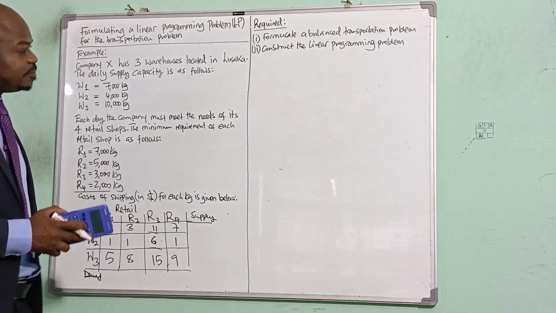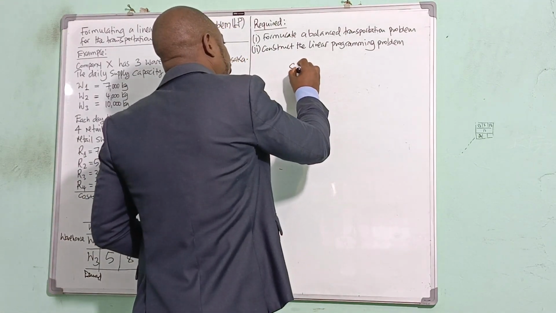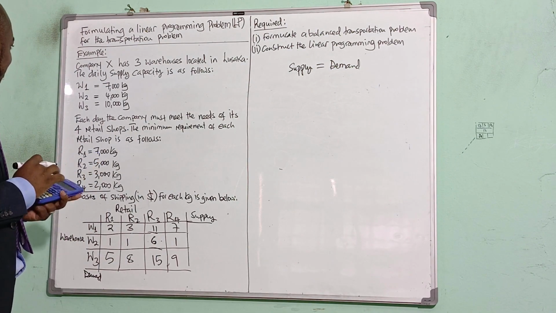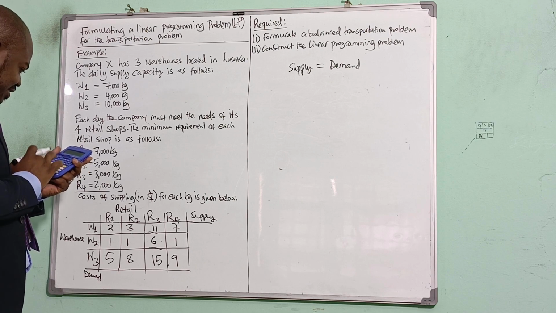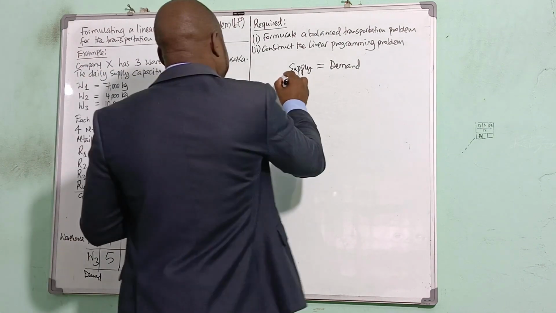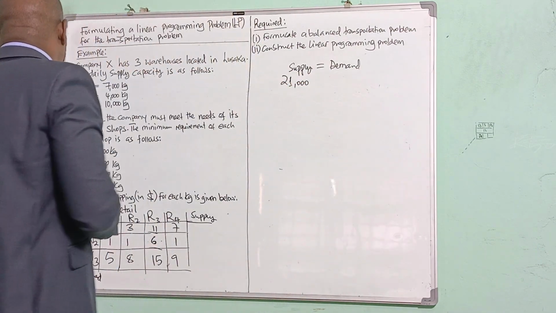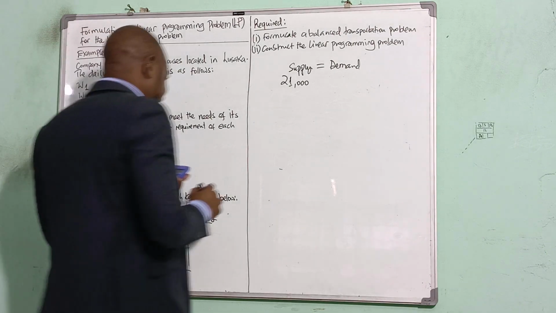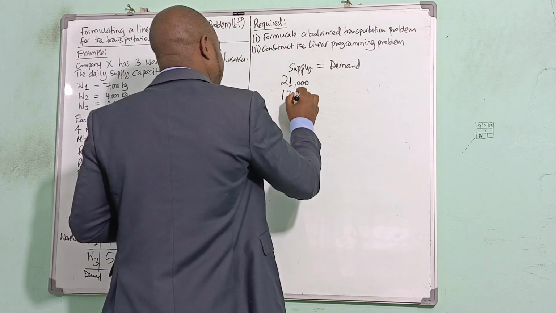Now the examiner has asked us to formulate a balanced transportation problem. Let's see if this problem is balanced. If the problem is balanced, supply should equal demand. Let's look at supply: 7,000 plus 4,000 plus 10,000 gives us 21,000 in terms of supply. Let's look at demand: we have 7,000, 5,000, 3,000 and 2,000. The demand is only 17,000.